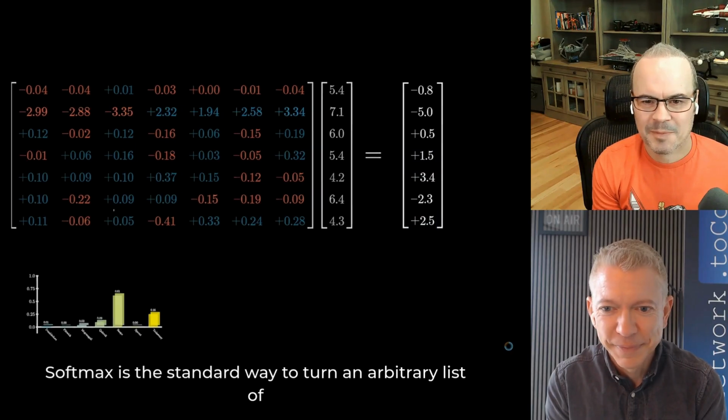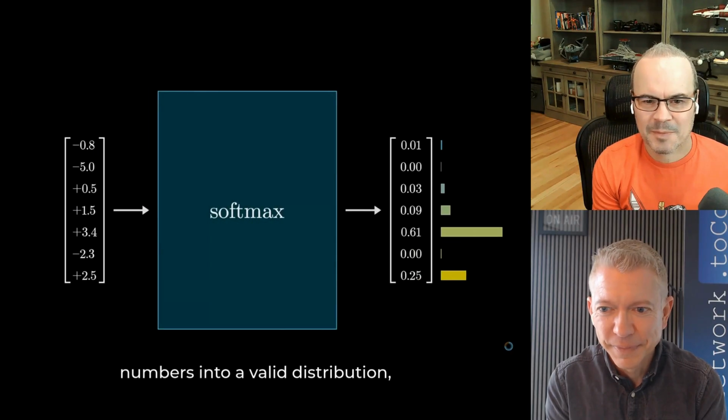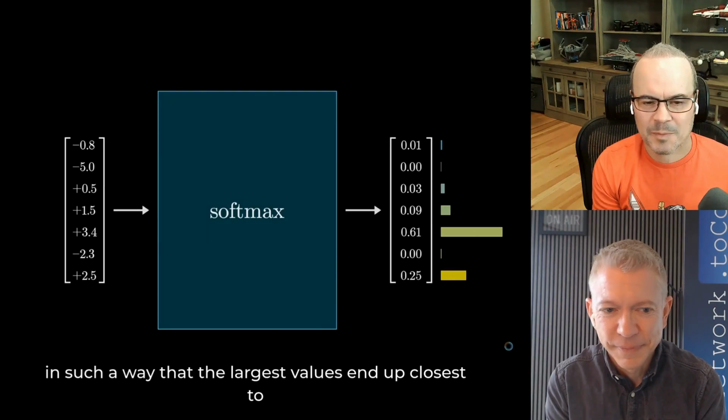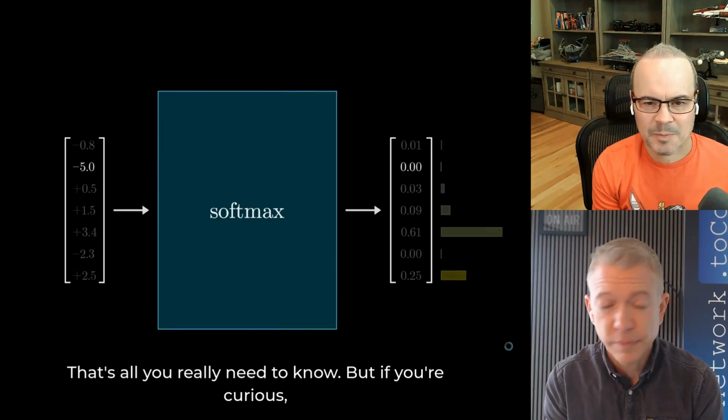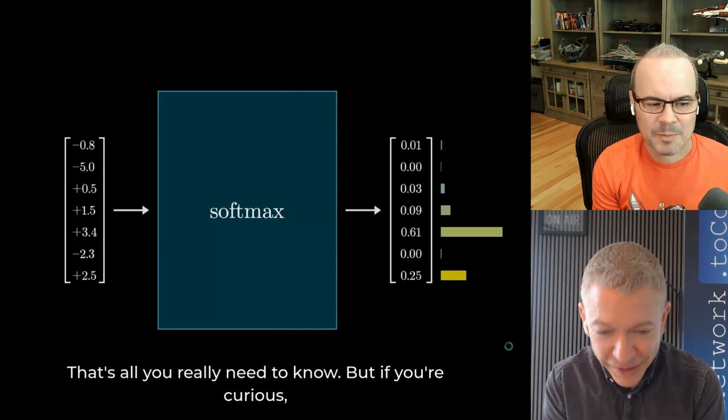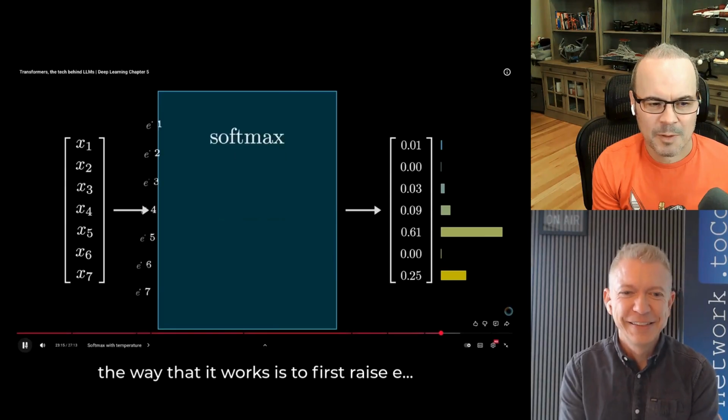Softmax is the standard way to turn an arbitrary list of numbers into a valid distribution in such a way that the largest values end up closest to 1, and the smaller values end up very close to 0. That's all you really need to know. But if you're curious, the way that it works is to first raise e.